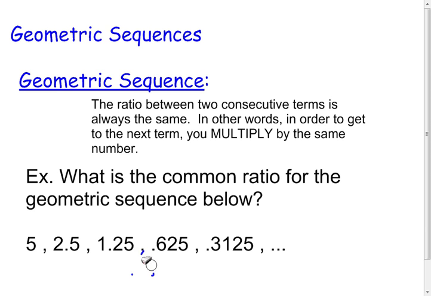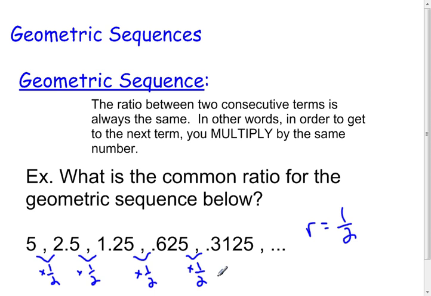Let's look at it a different way. What are we multiplying by to get to the next one? 5 times 1/2 gives us 2.5. And 2.5 times 1/2 is 1.25. And 1.25 times 1/2 is 0.625. So our common ratio here is 1/2. So r equals 1/2 in this case.